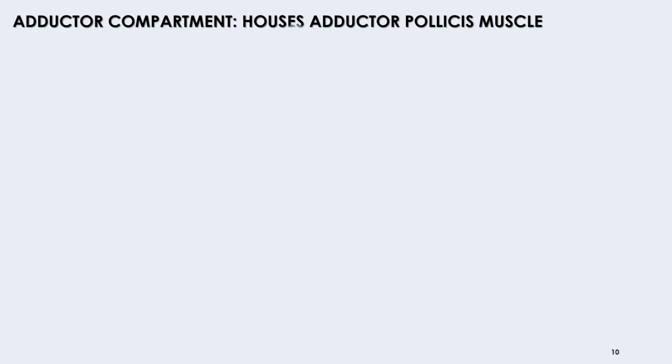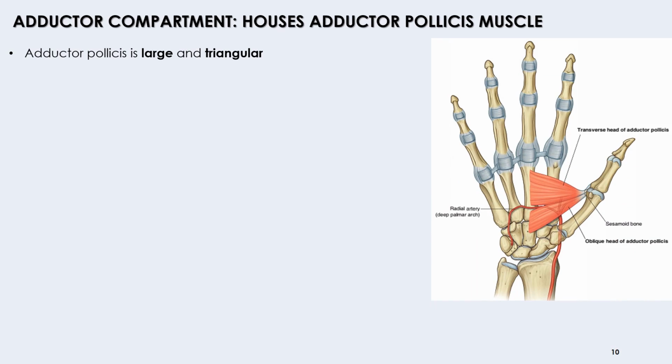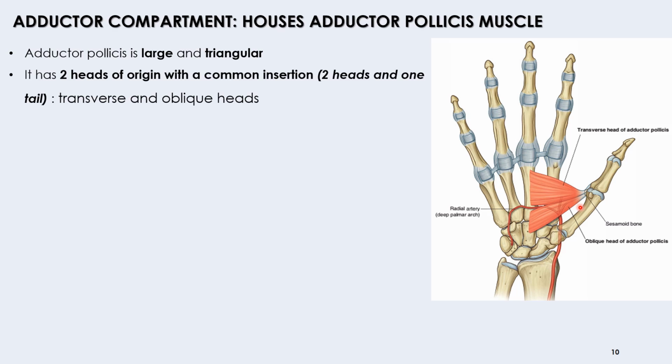So coming to the adductor compartment, the adductor compartment houses just one muscle, which is the adductor pollicis muscle. The adductor pollicis muscle is large and triangular. This is our adductor pollicis over here. We can see it looks like a triangle actually. And we say that it has 2 heads and 1 insertion. So 2 heads of origin and 1 common insertion. We can also say that it has 2 heads and 1 tail, if it helps you remember this.